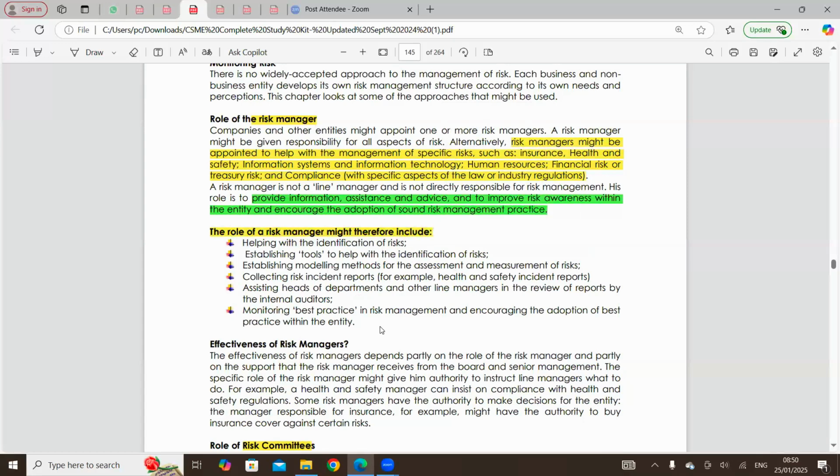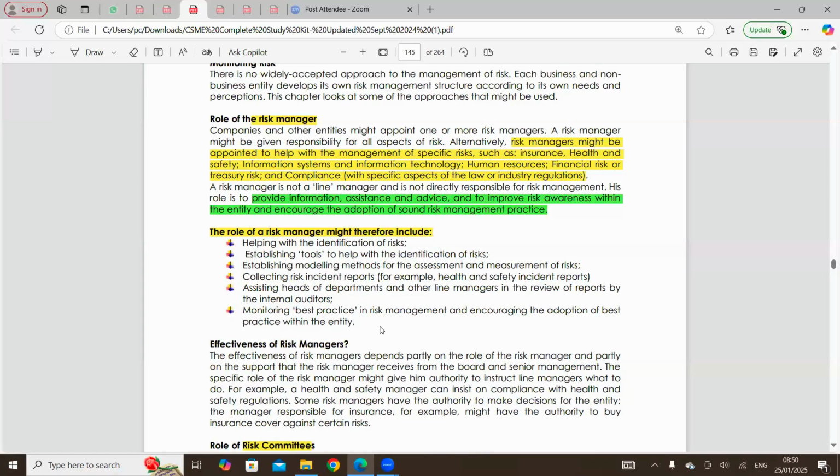Number one, we have helping with the identification of risks. The risk manager has a risk identification function. In our risk management, we have identification, assessment, monitoring and control, and risk response. So he's supposed to help with identifying risks. And just like we said, risk identification is the first step in your risk management process.